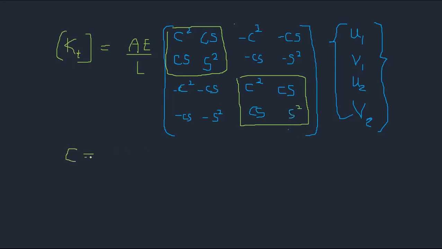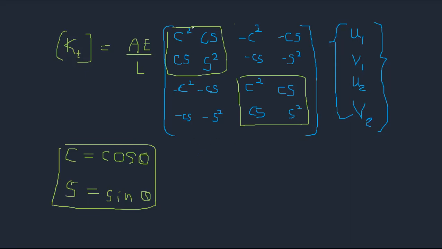C is cos theta, right? The angle the element makes with the positive x-axis direction, and S is sin theta. Okay. So this will give you the stiffness matrix for an element, defined in the global coordinate system.